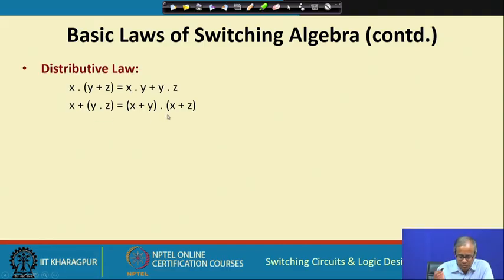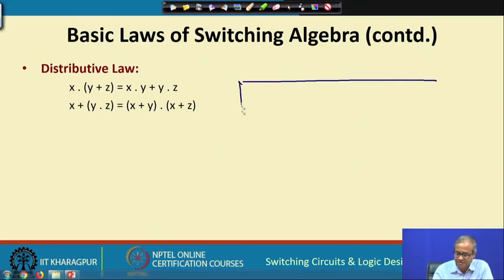This is not what we have studied in school, but now plus is OR and dot is AND, not addition and multiplication. x plus y dot z means (x plus y) dot (x plus z). Let us show this one of these. Let us try to verify.